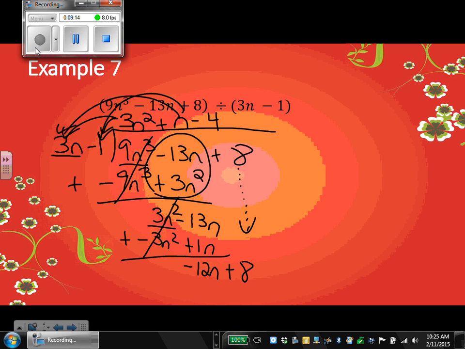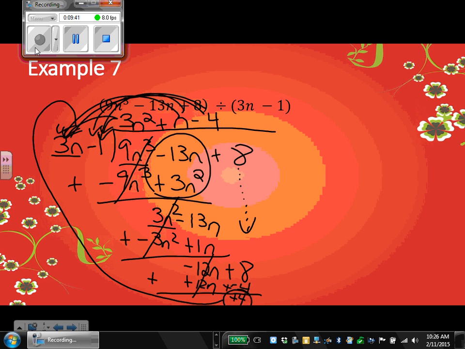And again, look at your answer. Degree of 2, degree of 1, degree of 0, and then maybe a remainder. Okay, so it should make sense. Negative 4 times 3n is negative 12n. Negative 4 times negative 1 is positive 4. We normally subtract. Change, change, change. Those cancel, and 8 and negative 4 gives me 4, and that's your remainder, which goes over top of your divisor. So plus 4 over 3n minus 1.